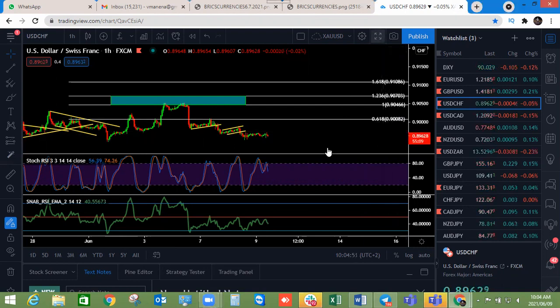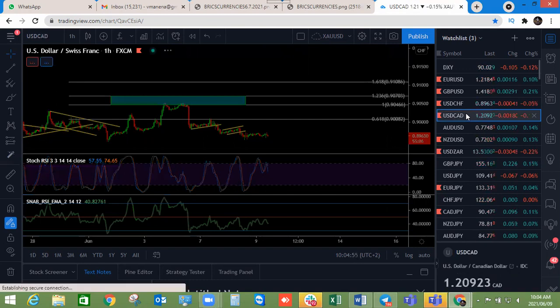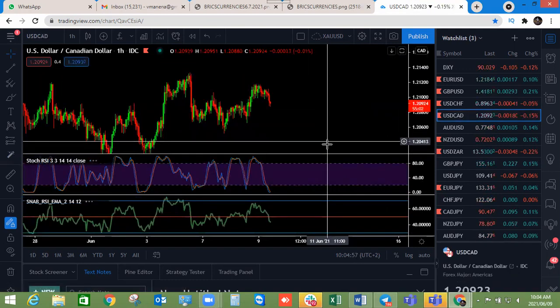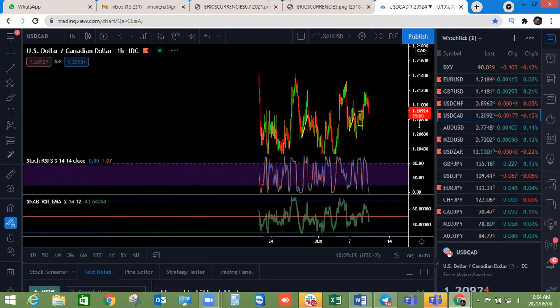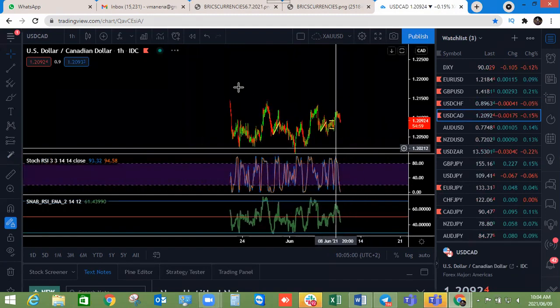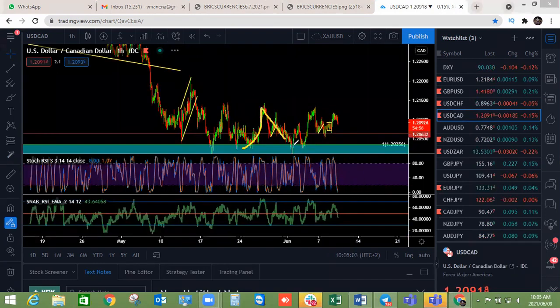Right, so that's fine. We are looking for more downside on US dollar chief. US dollar CAD, obviously, we know about this. We know very well what is happening with this. It has made a flat correction. That means that this is a continuation pattern. We should see US dollar CAD continue to the downside. This is a 3-wave pullback here after the move to the downside.